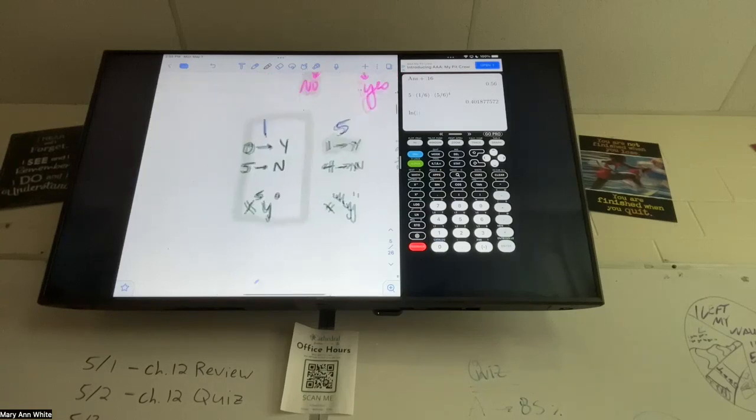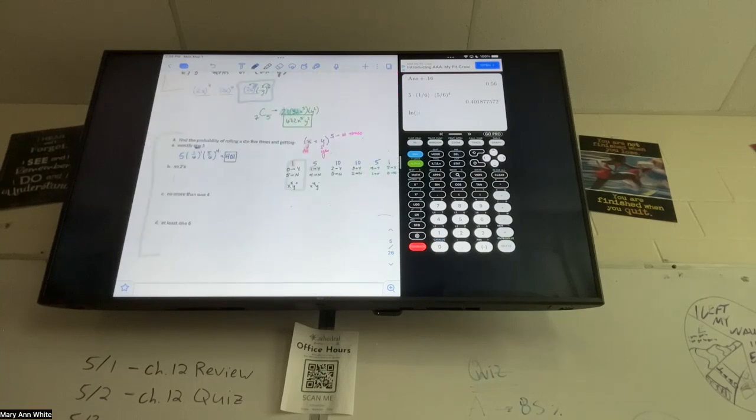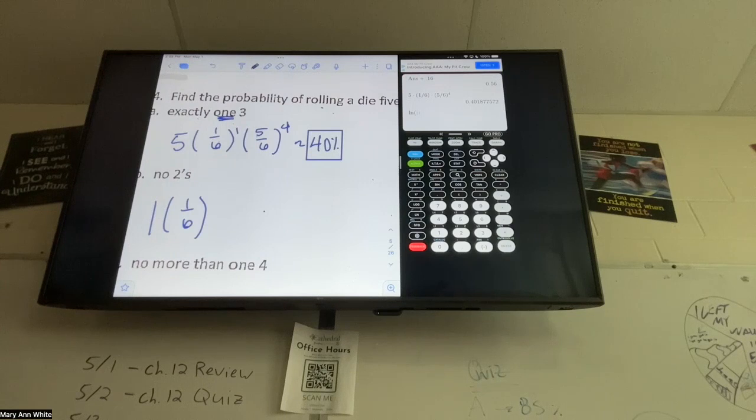So that means I'm going to do 1 times the probability of getting a 2, which is what? 1 out of 6. And how many times do I want to get that? 0 times. So I'm going to raise that to the 0 power. What's the probability of rolling anything else besides the 2? 5 out of 6. And how many times do I want that to happen? 5. So I'm going to raise that to the 5th power. Now, what is anything to the 0 power? Just 1. So basically, this is 1 times 1 times 5 over 6 to the 5th.